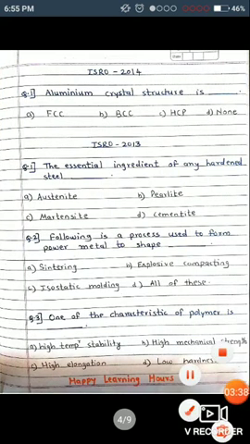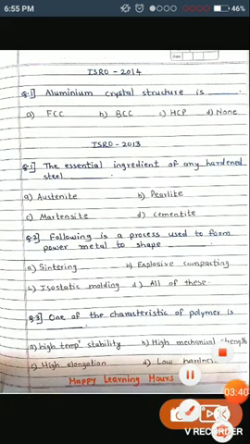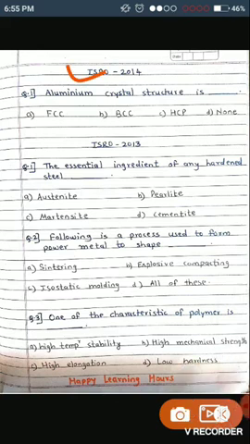Now the first question, it is asked in ISRO 2014. The question is: aluminum crystal structure is. Okay, so aluminum crystal structure is FCC. It's a face centered cubic crystal structure. Now such type of question is a memory based question. There is no logic behind it. You have to remember that aluminum has FCC crystal structure. Now, only one question I have found in ISRO 2014 related to material science.